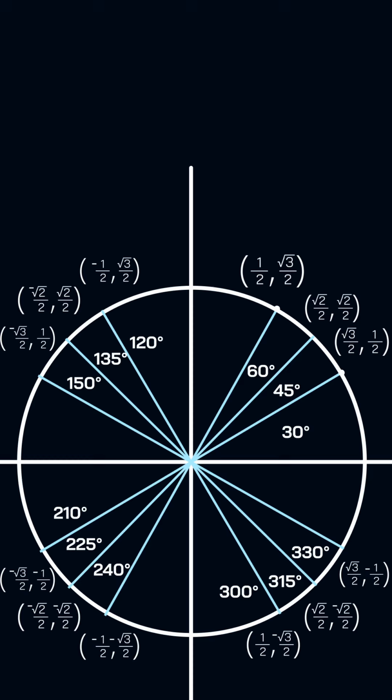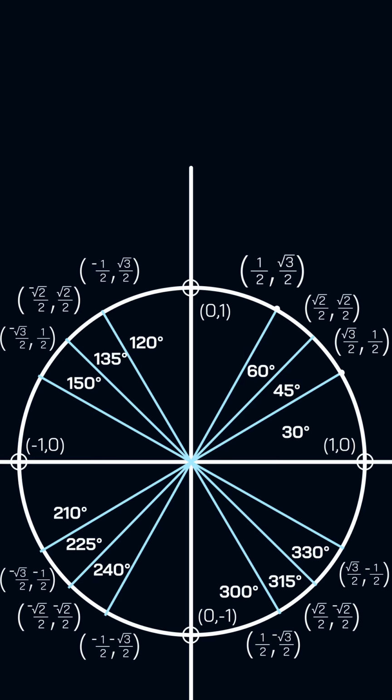Now let's look at the point on each of the axes. Remember that the line we used to draw the circle had a length of 1, so what do you think the x value will be when it's on the x-axis? 1. And of course, the y value would just be 0. Now we can use the same logic for each of these points.